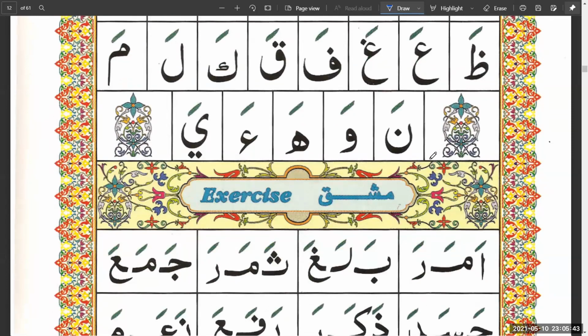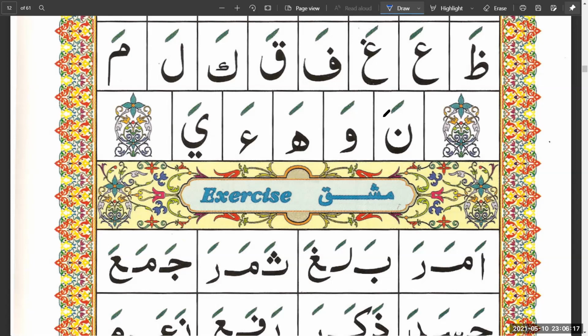Okay, last line of our alphabet here. We have noon, fatha, na. Waw, fatha, wa. Ha, fatha, ha. Hamza, fatha, a. And remember, hamzas don't sound like has. They sound like alifs. So hamzas make the "a" sound. And finally, we have ya, fatha, ya.